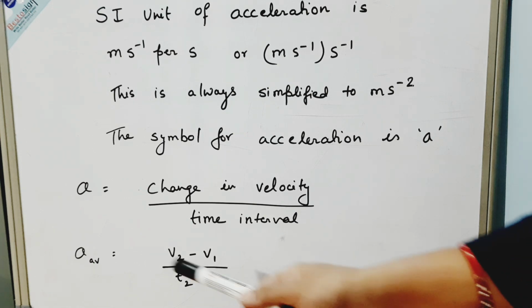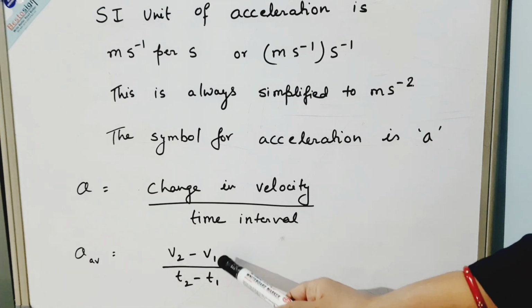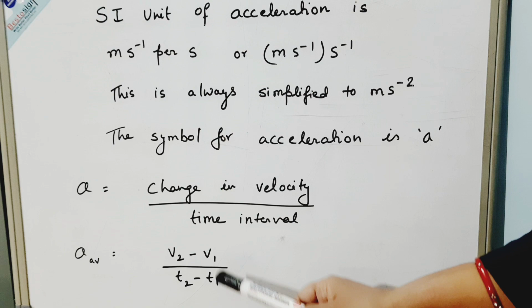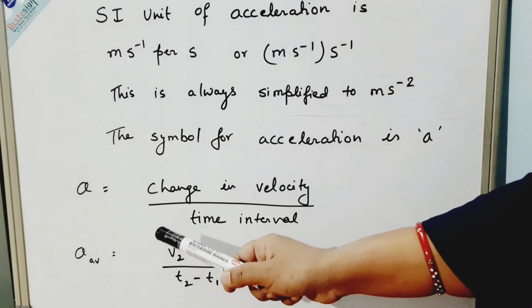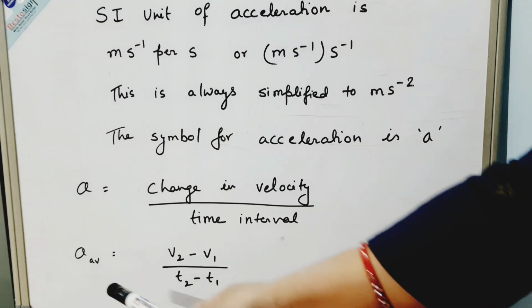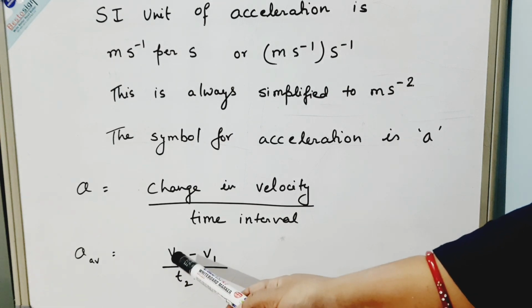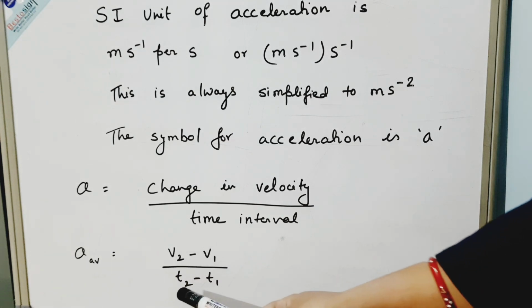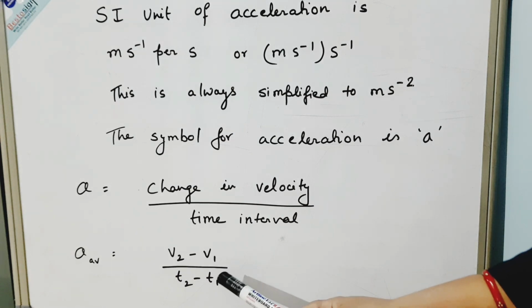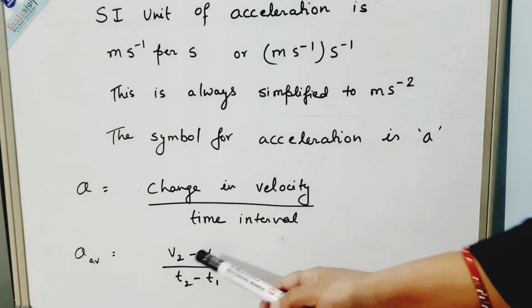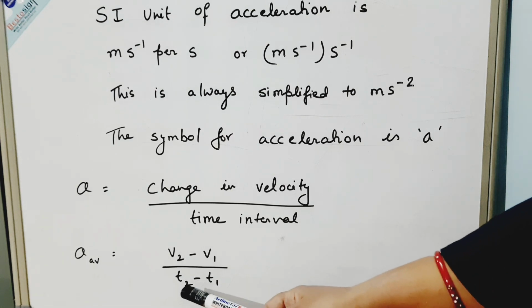For example, if an object is moving with velocity v1 at time t1 and changes to velocity v2 at time t2, then acceleration can be written in this form: v2 minus v1 by t2 minus t1. It means final velocity minus initial velocity by time interval.